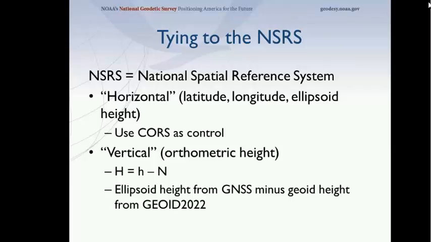And then the other component is the vertical, the orthometric heights that I just showed in that diagram. And those will simply be obtained by taking your ellipsoid height from GNSS and then subtracting your geoid height from GEOID2022. So you could boil it all down into, the CORS will define your horizontal control, and GEOID2022 will define your vertical. And that is really what it is. Okay, next slide.